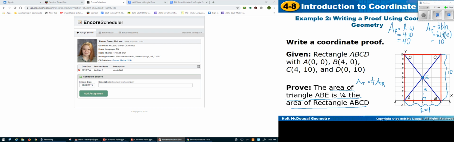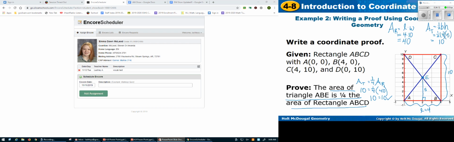What's the area of the triangle? Careful, triangle. 10. What's the area of the rectangle? 40. What is 1/4 of 40? 10. So then we have 10 equals 10, and that proves that the triangle is 1/4 the area of the rectangle. Is this making sense?